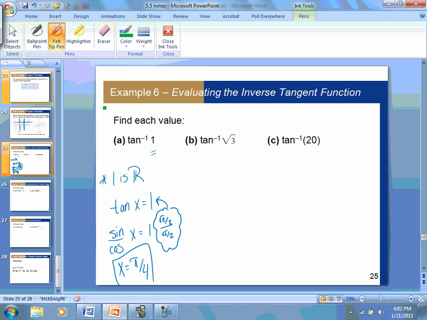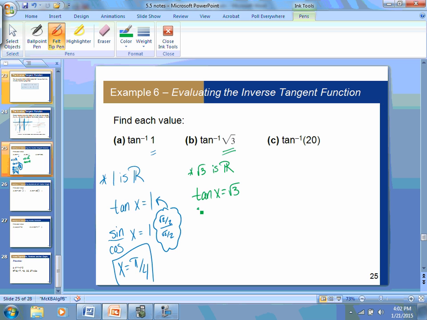Okay, so let's take a look at part B now. Again, we want to look at this value that they gave us, the inverse tangent of square root 3. And we have to say, okay, is the square root of 3 a real number? And yeah, it is. It's a real number, so I can go ahead and evaluate this. So I'm going to rewrite it. The tangent of something is the square root of 3.